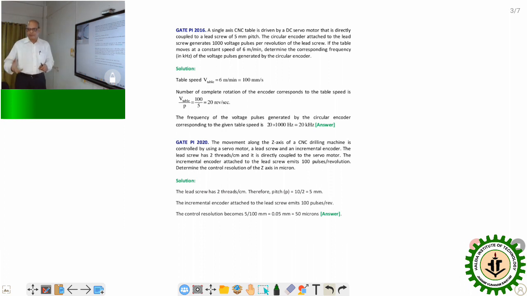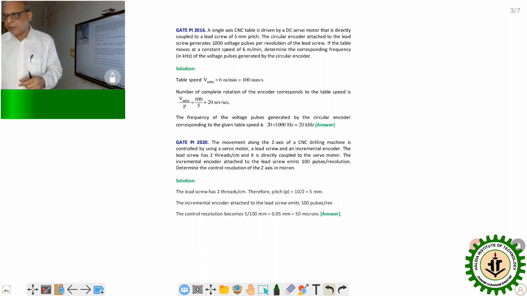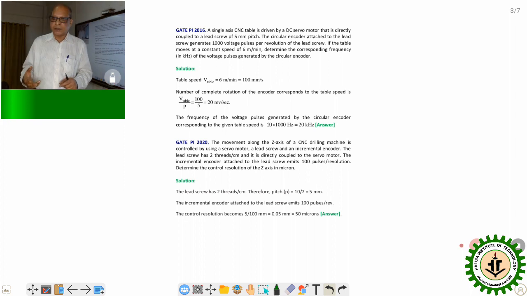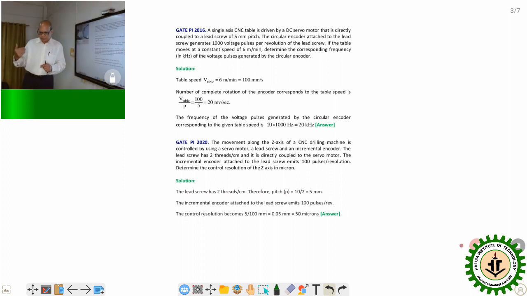Once again, coming to the very fundamentals of the motion transfer, the lead screw is coupled to the motor. So as the motor starts rotating, the lead screw also will rotate. If there is some gear in between, then there will be speed reduction. If it is directly coupled, that implies there is no reduction or change in the speed. So the motor speed and the rotation of the lead screw would be the same.